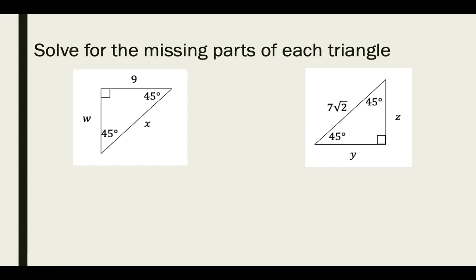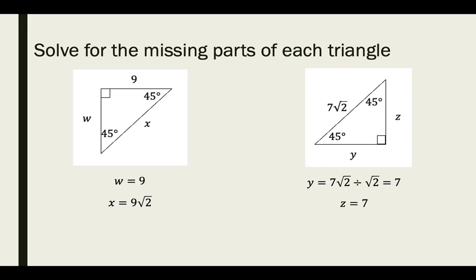In this first one, we know that one of the legs is 9, which means the other leg is going to be 9, and the hypotenuse is going to be 9 times the square root of 2. In our example over here on the right, this time we know the hypotenuse is 7 times the square root of 2. So to get to the legs, we need to divide by the square root of 2, which means each of our legs is going to be 7. Both y and z equal 7. So those ones hopefully were pretty easy.